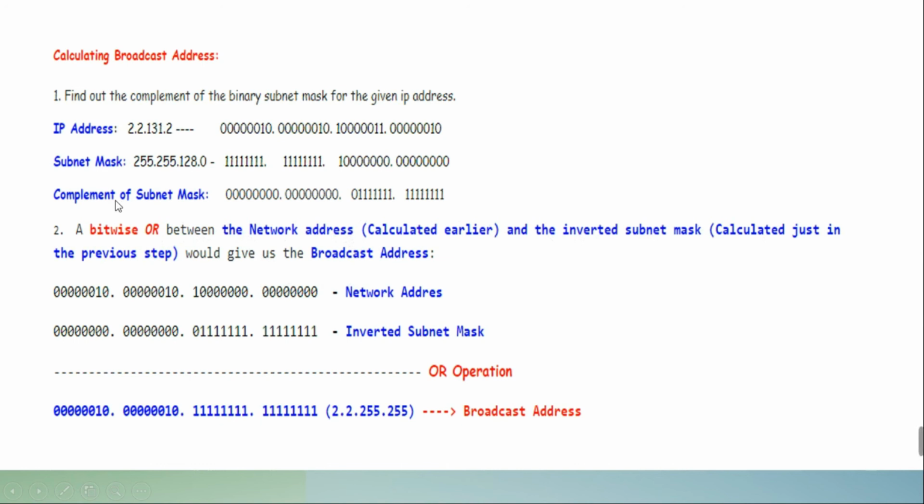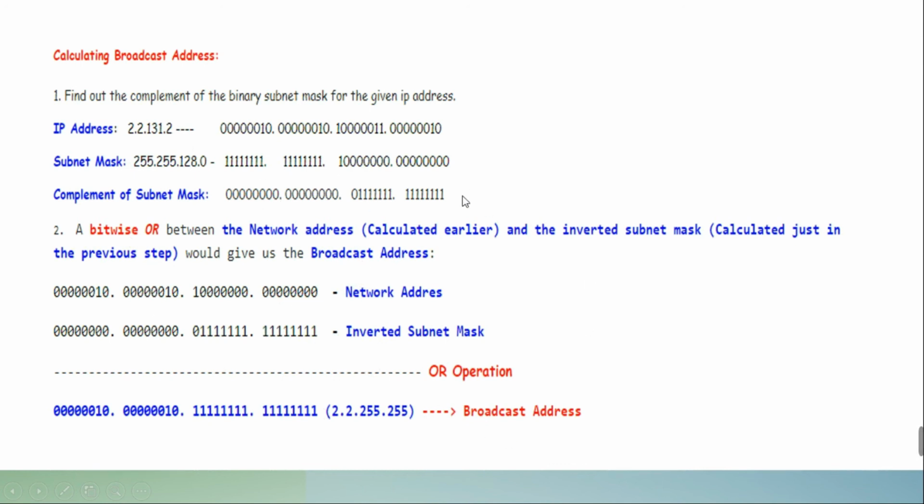So I have already calculated the complement of the subnet mask, and I did calculate the network address in my previous calculation a few moments ago. So this is the network address and this is the inverted subnet mask, and a simple OR operation between those two numbers would produce the broadcast address. So this is how you can calculate the broadcast address for any given IP address.